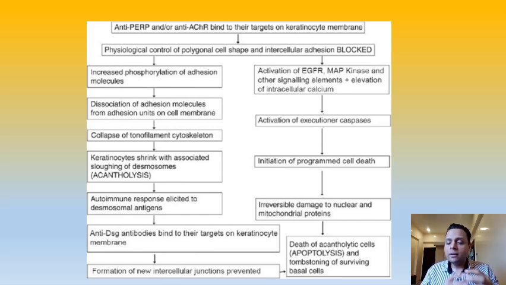which is leading to the physiological control of the polygonal shape of the cell being lost. And once the shape is uncontrolled, it is destroyed. It will lead to phosphorylation or increased phosphorylation of adhesion molecules, which I already told you, which will lead to the dissociation of adhesion molecules and the collapse of the tonofilament. And one pathway was the EGFR MAPK pathway, a cell signaling pathway, and an increase in calcium level, which was activating the caspase. So we have already explained everything in this slide. So I'm going to the next slide.